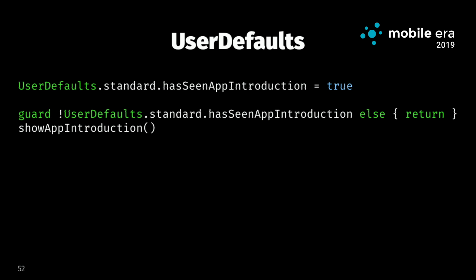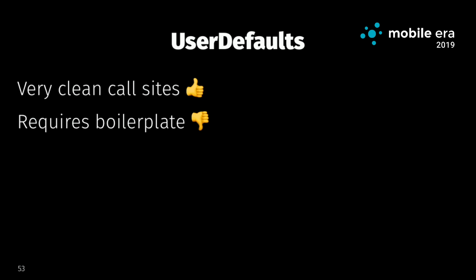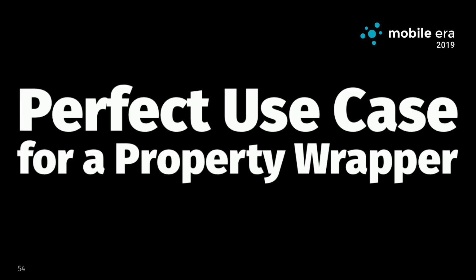Because when we use it, it's nice, it's very seamless. We say UserDefaults.standard dot our computed property. We set it to true. We can also get the value and we can perform business logic. So it's nice because we have clean call sites, but it's bad because it requires boilerplate. We need to explicitly write a new computed property for every single value that we want to store in the UserDefaults. And actually, this is the perfect use case to use a property wrapper.